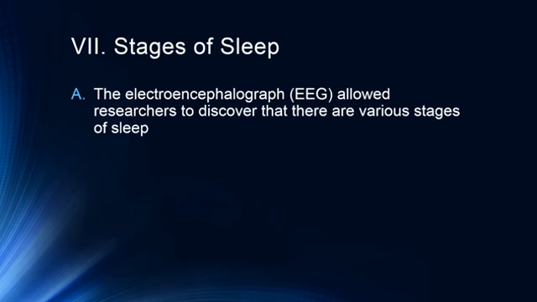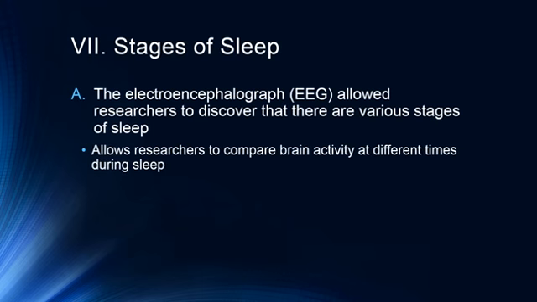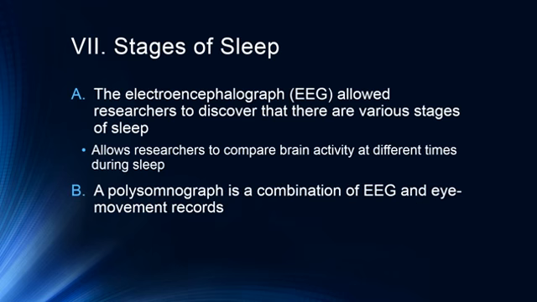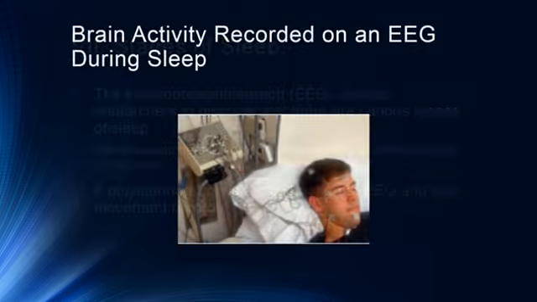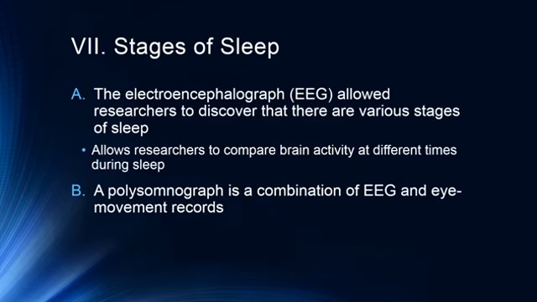There are different stages of sleep. Primarily, electroencephalography allowed researchers to discover these various sleep stages. This allows researchers to compare brain activity at different times during sleep. But oftentimes we also use a polysomnograph, which is a combination of electroencephalography and eye movement records. That becomes important because eye movements are such an important part of understanding the overall sleep process.